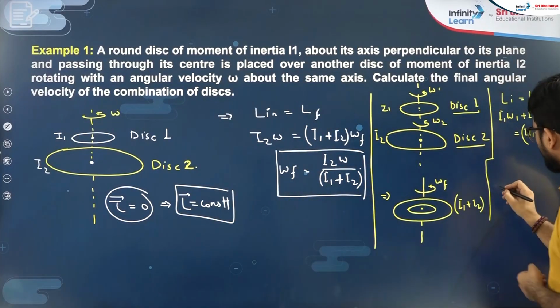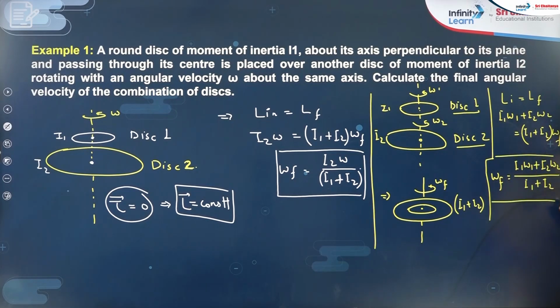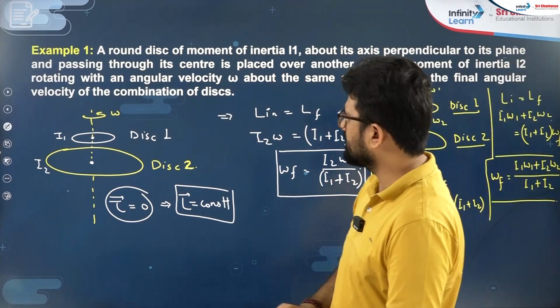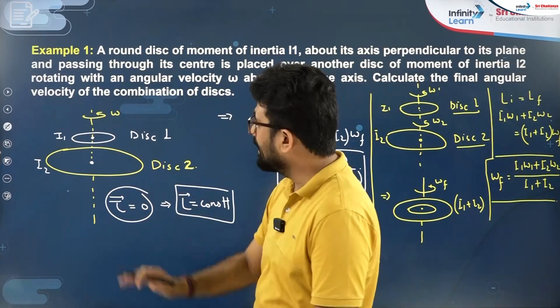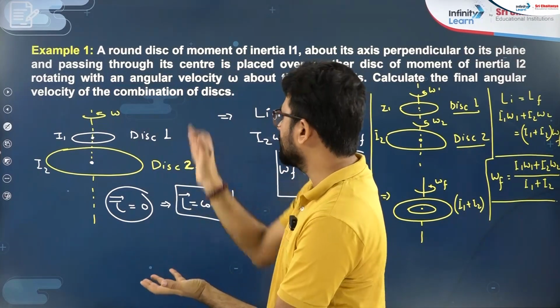You can check from here, that omega final is equal to (I1 omega 1 plus I2 omega 2) divided by (I1 plus I2). That also works when both bodies are moving, both disks are moving, then we can solve this way. So we have chosen a very simple case: initially one disk is moving, we can understand disk 2 was moving initially, and only disk 1 is at rest. Now we are placing them together, now both will move together.